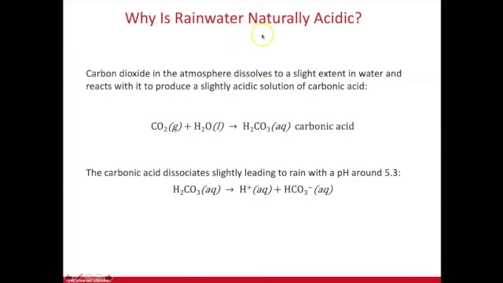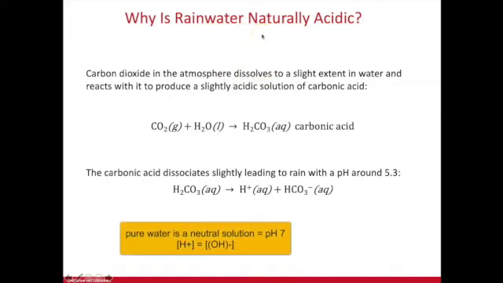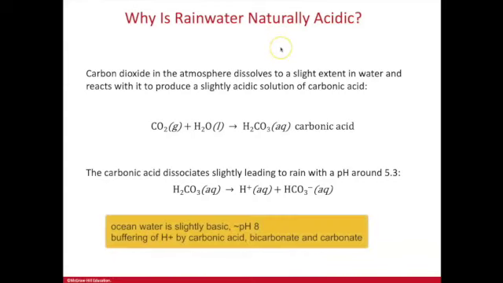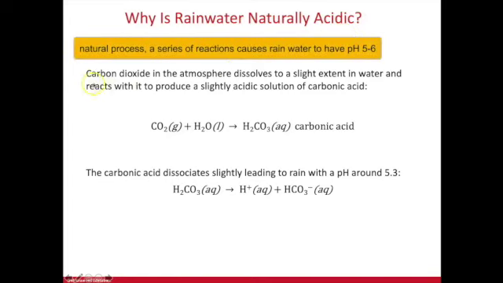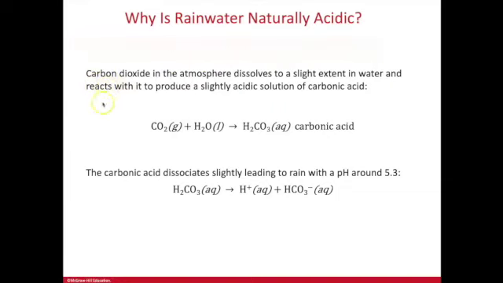Pure water has a pH of 7, which is an equal concentration of hydrogen to hydroxide. We saw that ocean water is a basic pH, slightly basic, because there are other compounds dissolved in the ocean water. The same is true about rainwater. So rainwater is not pure water. There are other compounds dissolved in rainwater, and when this is naturally acidic, it's due to extra hydrogen ions. So how those extra hydrogen ions are present is all natural. It's because there's atmospheric carbon dioxide.